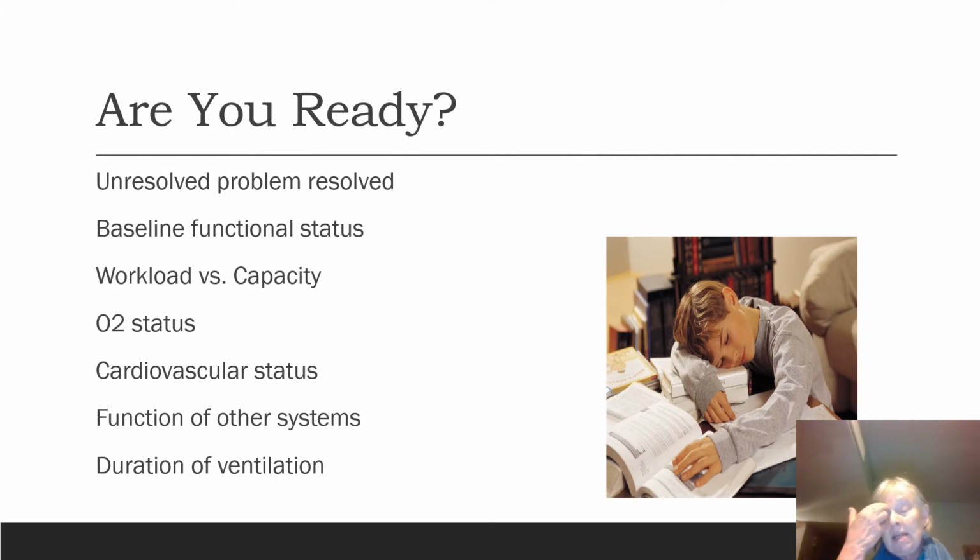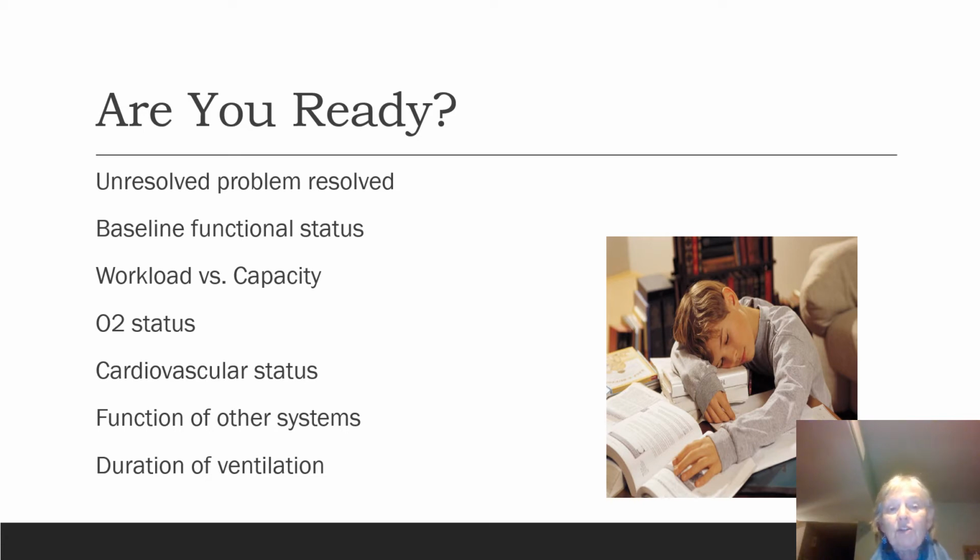So what makes it easy for us to take a look at? We have weaning parameters, okay? Has the problem that put them on been resolved to the point where they can now handle whatever's going on? If you have a really bad pneumonia, you're unable to breathe, you're not going to be pneumonia free when we take you off, but you're going to be to the point where you can handle it. Have you returned to at least where you were prior to being placed on a ventilator?